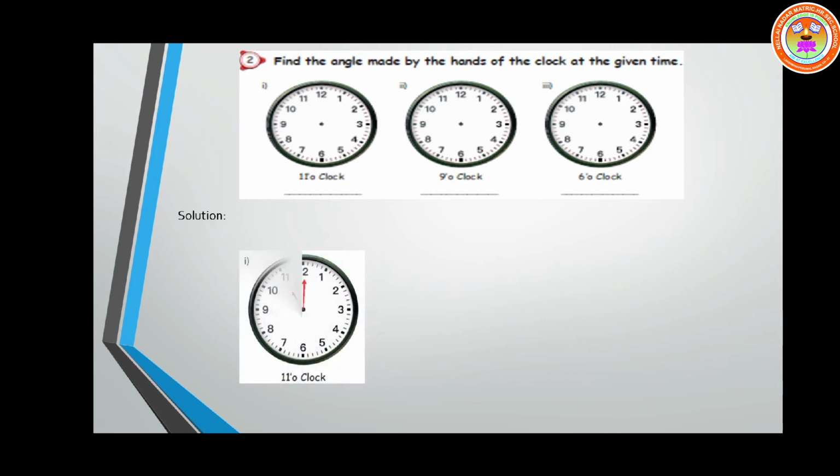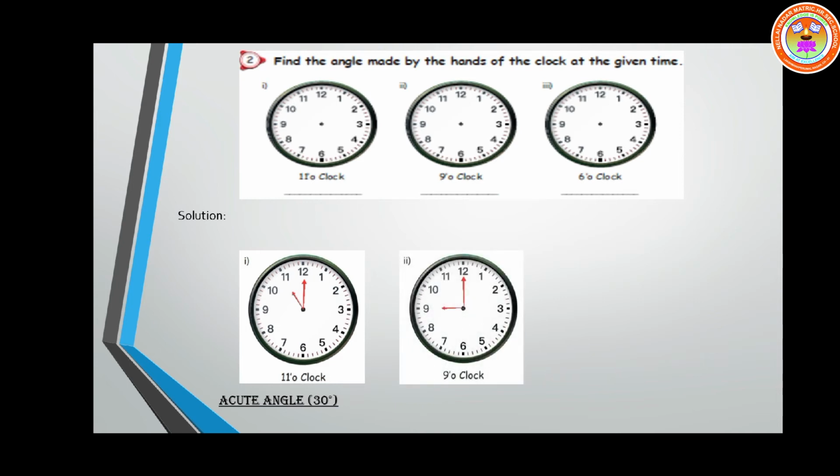For 11 o'clock, how will the hands be? The minute hand is at 12, the hour hand is at 11. Next, what type of angle is made? It is an acute angle, that is 30 degrees. Next, for 9 o'clock, the minute hand is at 12 and the hour hand is at 9. What type of angle is it making? A right angle, that is 90 degrees.